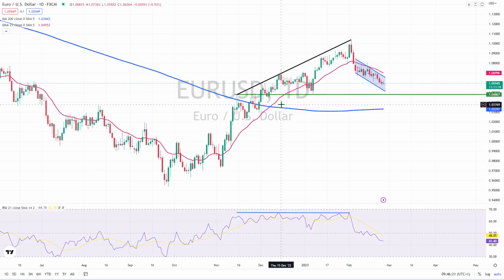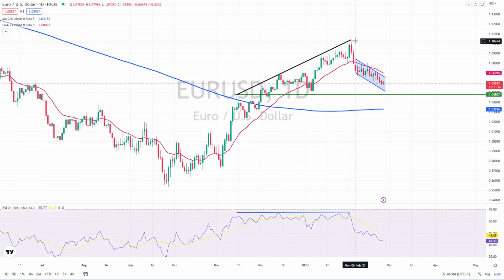Moreover, there was a very nice negative or bearish divergence between the price of the euro dollar and the RSI indicator, which has stopped bulls in their tracks and led to a decline from this level near 1.10, which also served as a psychological resistance.